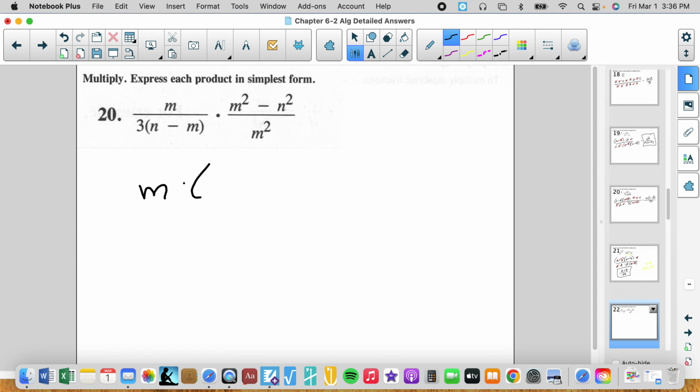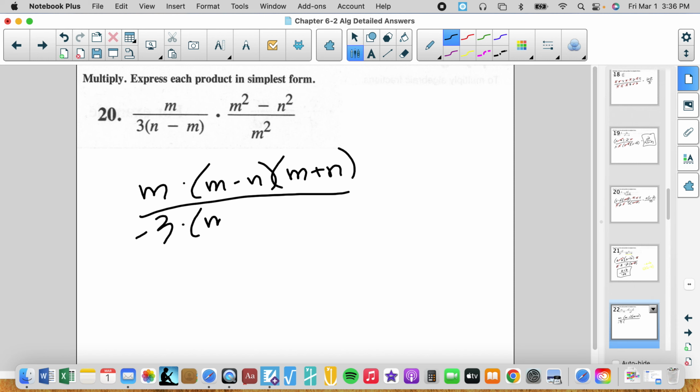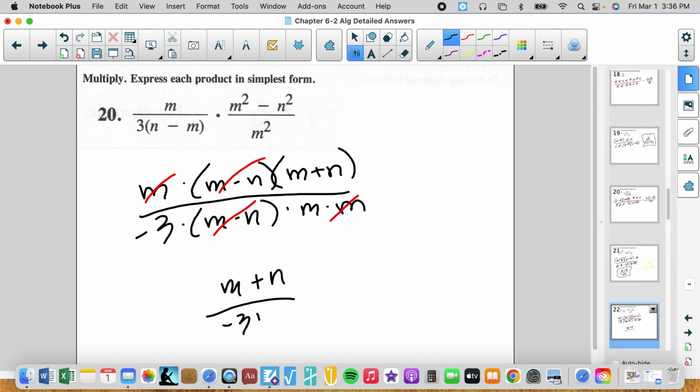M times m minus n times m plus n, difference of squares, 3, negative 3 times m minus n times m times m. One of the m's is going to cancel, the m minus n is going to cancel, and that's it. We're left with m plus n over negative 3m.